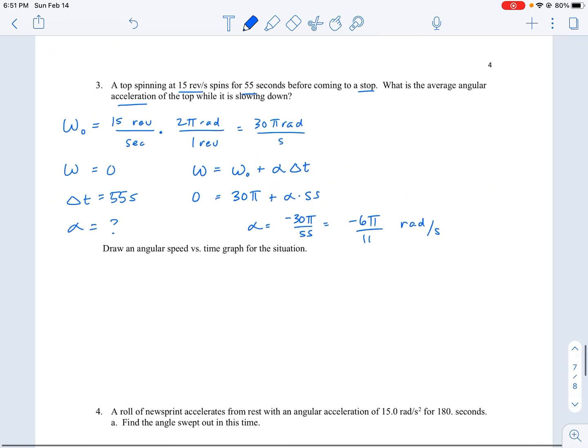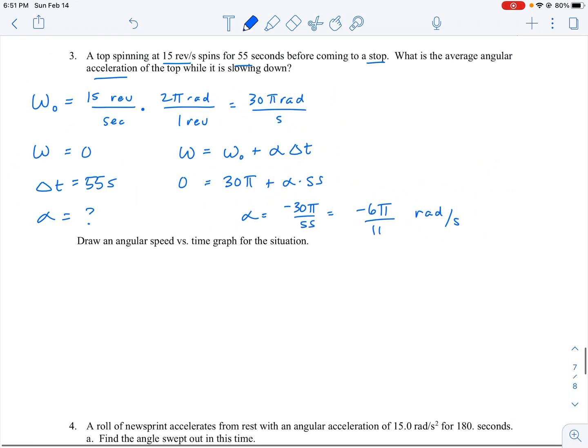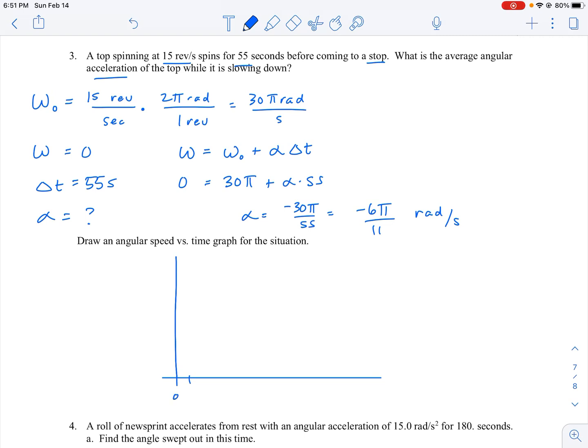Okay, draw an angular speed versus time graph for the situation. Ooh, so when we studied kinematics, we made a lot of graphs. We made velocity versus time graphs. Let's try it here. Let's go 0, 5, 10, 15, 20, 25, 30, 35, 40, 45, 50, 55, 60. Okay, there's time in seconds. On the other axis, I'm going to put angular speed. We started at 30 pi, and we ended at 0. So it would look something like that.